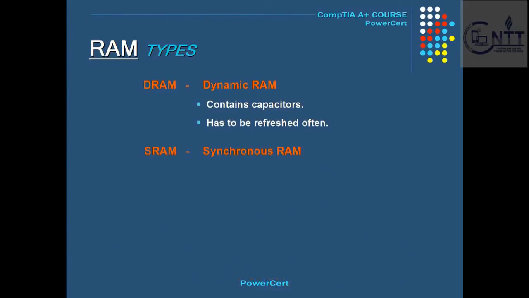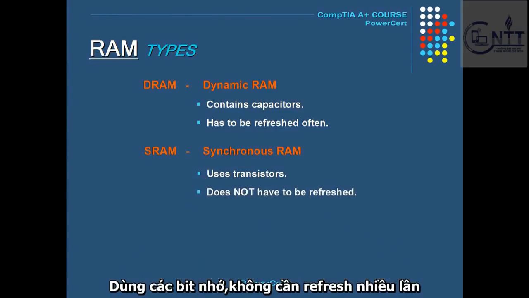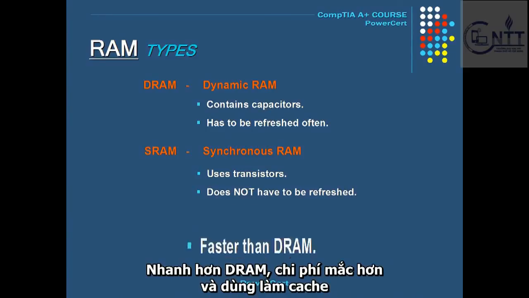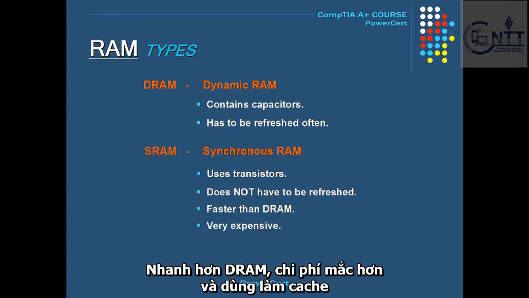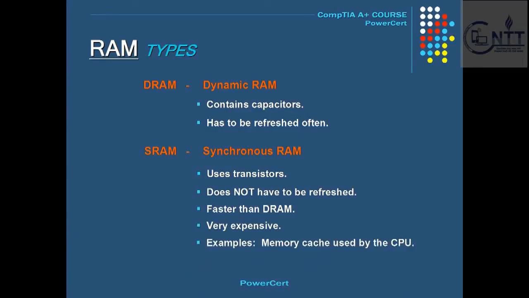SRAM stands for static RAM. This memory uses transistors and does not have to be refreshed, unlike DRAM. And because of this, it is much faster than DRAM, and it is also very expensive. An example of SRAM would be the memory cache level 1 and 2 that is used by the CPU.